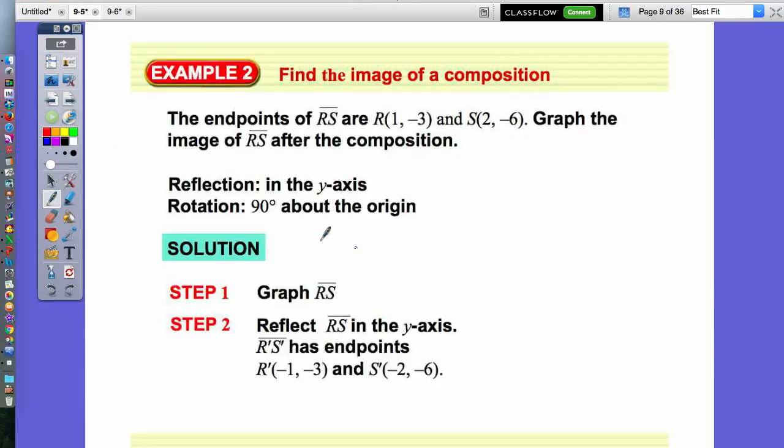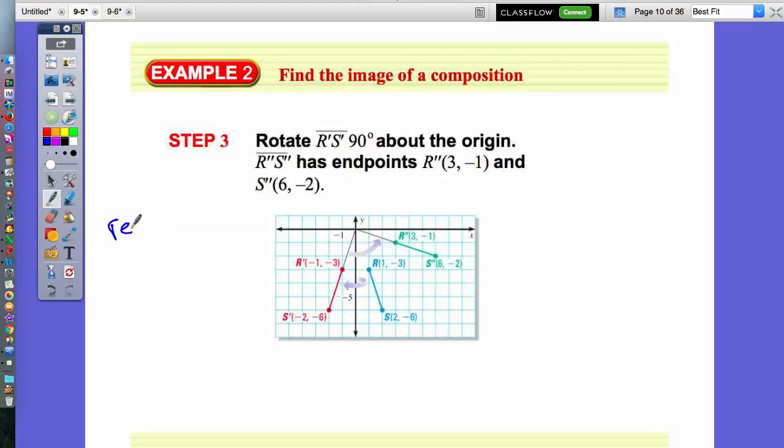Now, in this next one, it's broken into 2 points here, but they talk about reflecting in the y-axis and then rotating. So reflect, and then rotate 90 degrees. So they take this line segment, RS. If you read through the problem, that's where it is.